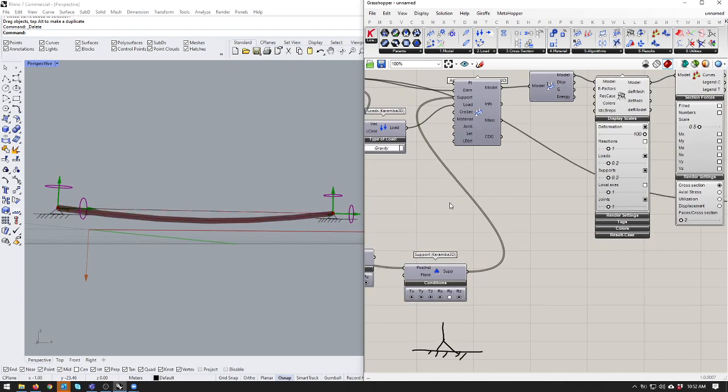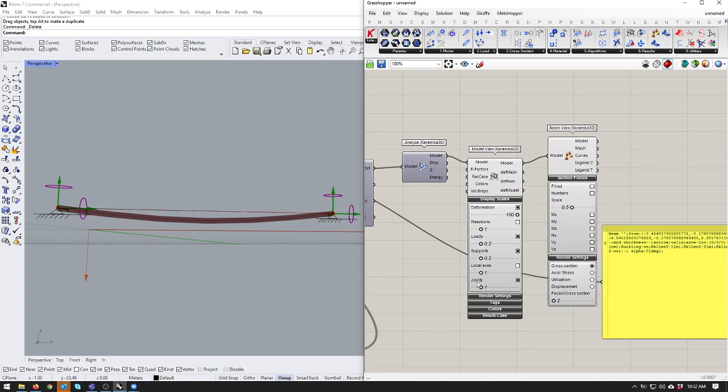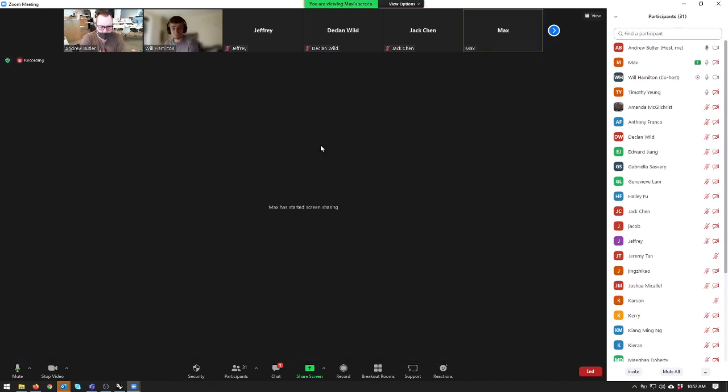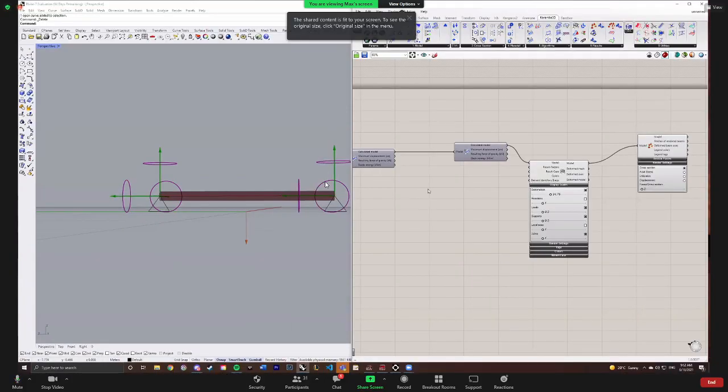My beam isn't deforming. Okay, so this is the critical thing. I want to get everyone to this point. Everyone needs to have their beam deforming. So, Max, can you share your screen, so that we can work out what's going wrong, and hopefully other people can see if they've got the same problem as yourself.